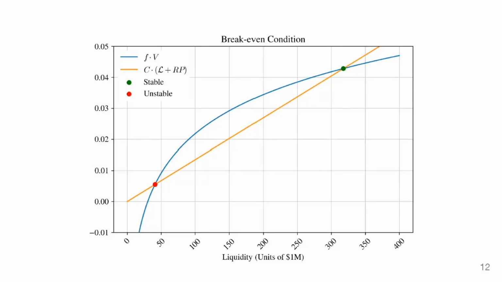The green point here is what we call a stable solution. This means that small perturbations to the amount of liquidity will result in opposite pressure, so we want to return back to the stable equilibrium. And then at this red point, this is the unstable equilibrium: small perturbations will result in us wanting to continue moving away from that equilibrium.